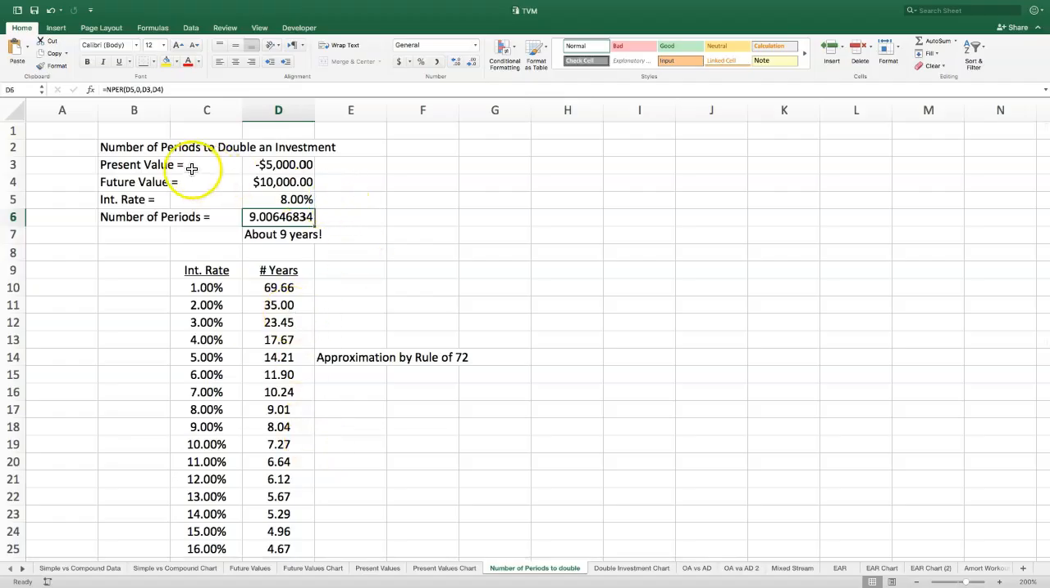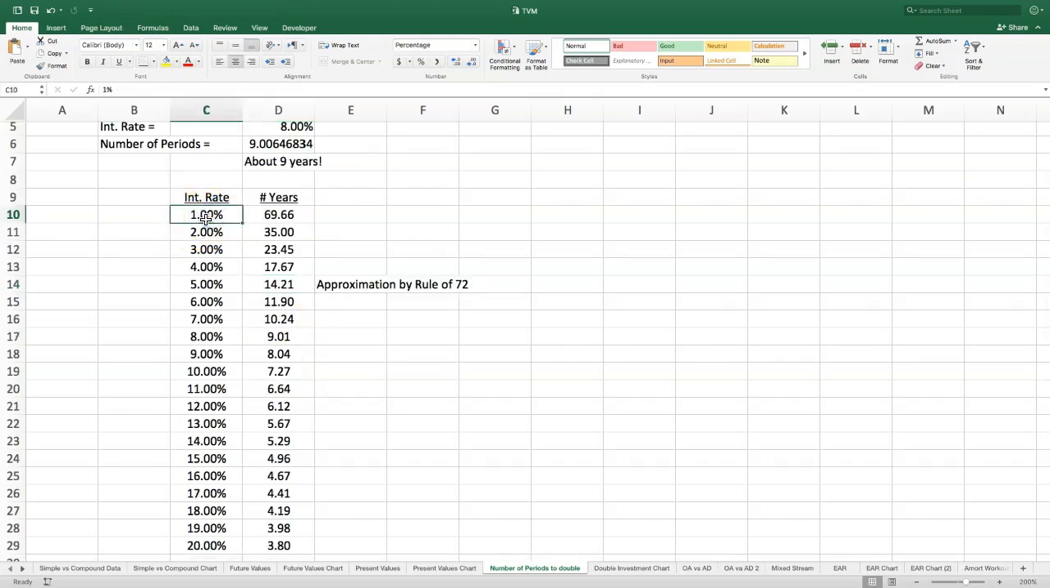We can also use Excel. Present value, negative $5,000. So just like the financial calculator, we have to tell Excel the direction of the cash flows. So to double it, that would be $10,000. We'd be receiving $10,000 in future, so we treat that as a positive. Interest rate of 8%. And Excel has a function called NPER that we can use to calculate the number of periods. You can see here in the blue, the first thing it asks is the interest rate. Then in red, it asks the present value. Then in purple, it's asking the future value. And then it calculates for us the number of periods. So it takes about 9 years to double our investment at an 8% interest rate.